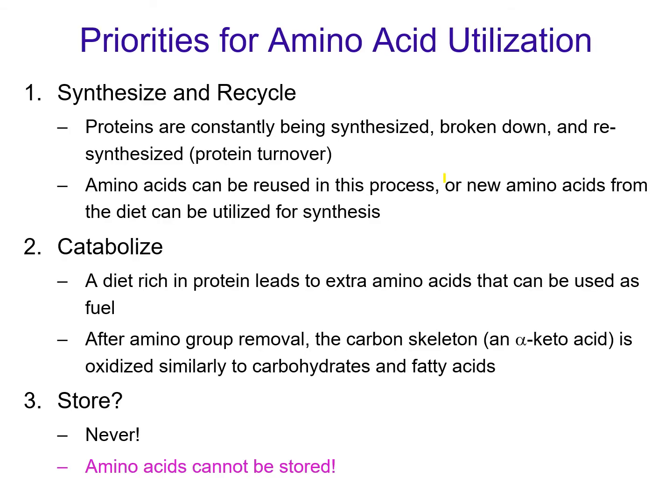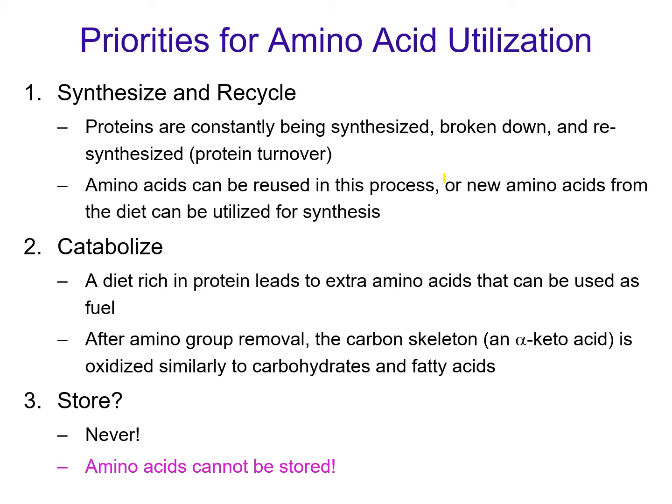And our body does prioritize the use of proteins or amino acids. The first priority when we ingest protein is to synthesize and recycle. Protein turnover means that our proteins are constantly being synthesized, broken down, and resynthesized. So we can have proteins that have a certain sequence to make up our enzymes, and then they can be broken down to free amino acids and then built back up in another sequence to make another enzyme. That's called protein turnover.